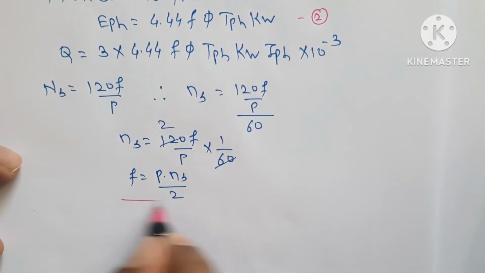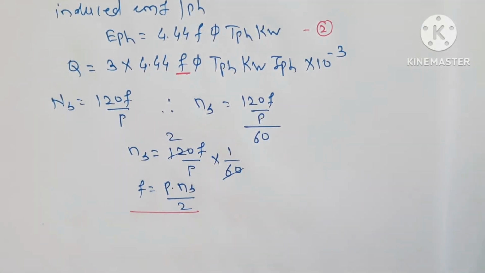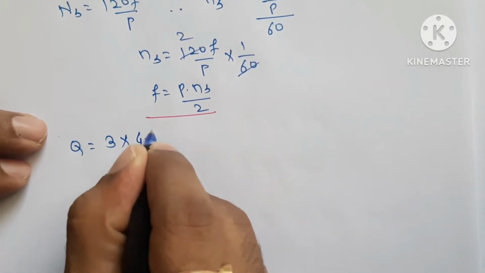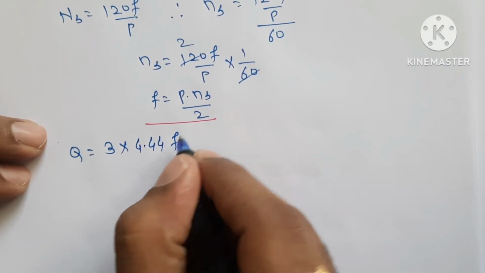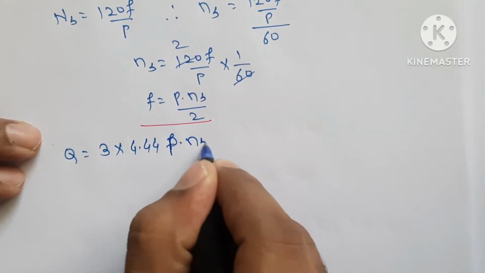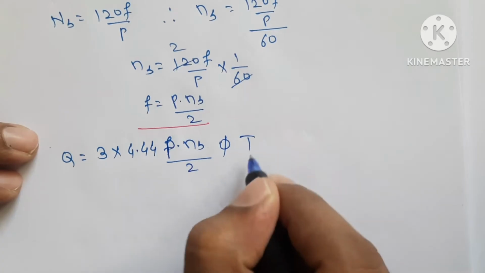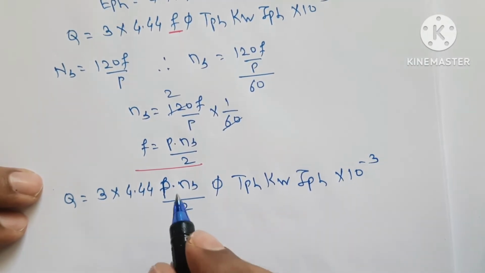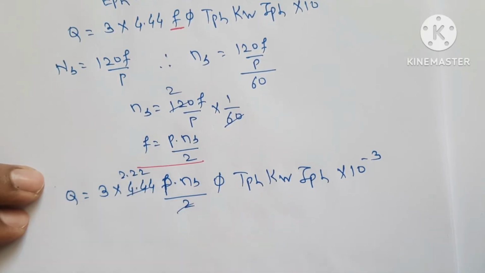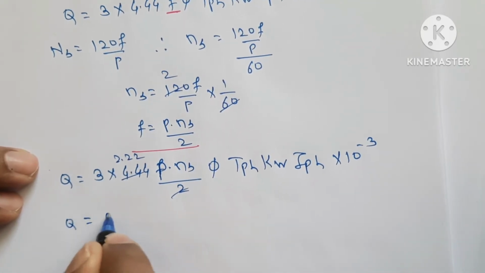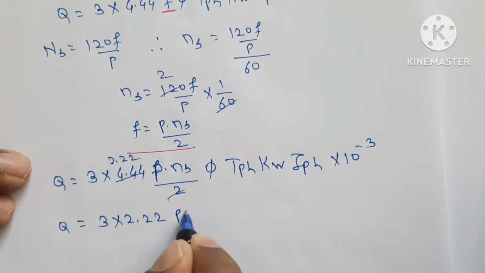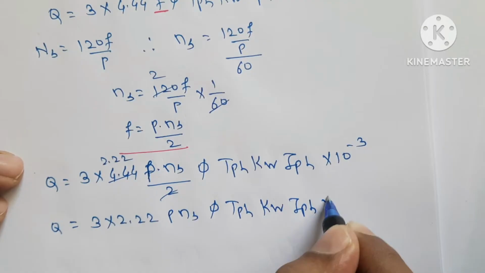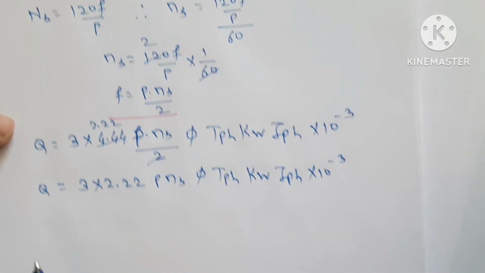Write this value of frequency in the equation where F is denoted. Therefore, we will write Q is equal to 3 into 4.44, and instead of F, we write P into ns divided by 2, into phi TPH kW IPH into 10 to the power minus 3. This 4.44 divided by 2 becomes 2.22. Therefore, Q is equal to 3 into 2.22 P ns phi TPH kW IPH into 10 to the power minus 3. Now this equation we will rearrange.